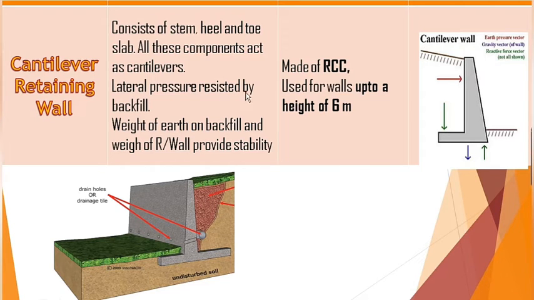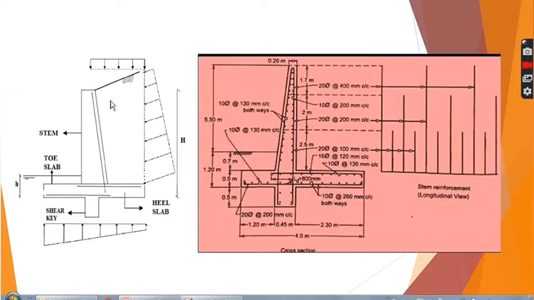Lateral pressure is resisted by the backfill. The weight of earth on the backfill and the weight of the retaining wall provide stability. In the previous gravity retaining wall, we studied that the weight of the retaining wall itself is sufficient to stabilize the earth pressure. Now in the cantilever retaining wall, the weight of the retaining wall and the weight of the backfill will provide stability against the lateral earth pressure acting on the wall. So these two diagrams are showing the reinforcement in the cantilever retaining walls.